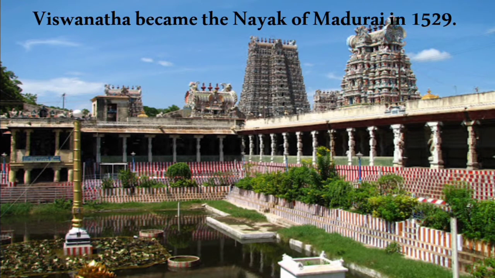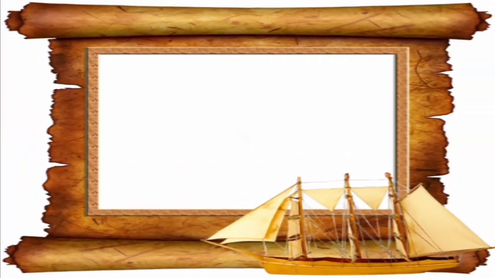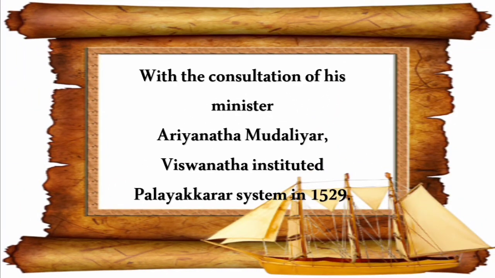Vishwanatha became the Nayak of Madurai in 1529. With the consultation of his minister, Aryananda Mudaliyar, Vishwanatha instituted the Palayakar system in 1529. So, the Palayakar system was established in the year 1529.